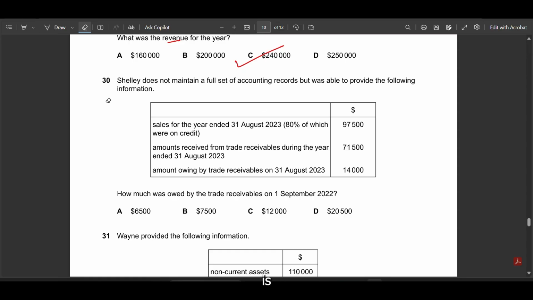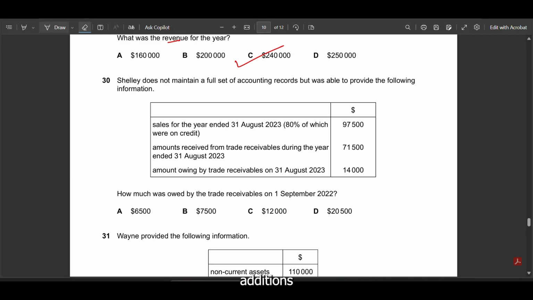Okay, so the question is, Shelley does not maintain a full set of accounting records but was able to provide the following information. Okay, so little information is given. The question is, how much was owed by the trade receivable on 1st September 2022. Alright, so this is a question from incomplete records.